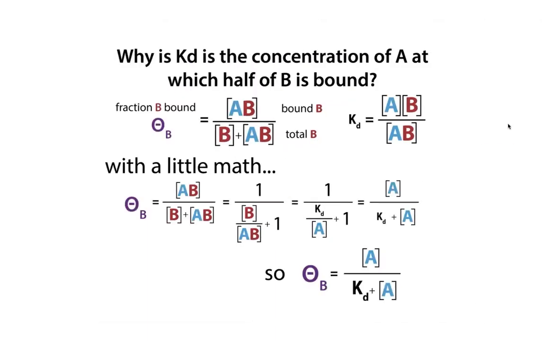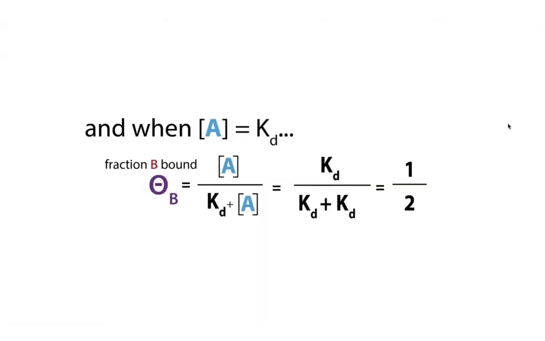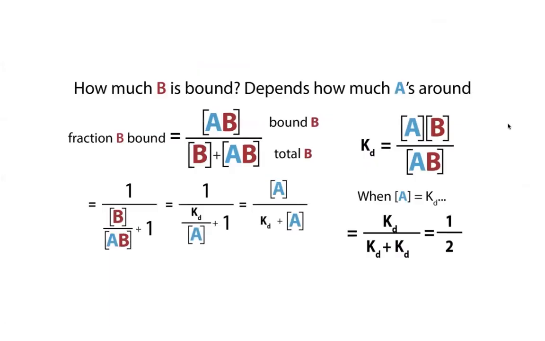You can rearrange things and find that theta B is going to equal the concentration of A over Kd plus the concentration of A. So what would happen when the concentration of A is equal to your Kd? Here you would replace the concentration of free A with Kd over Kd plus Kd, and that would give you 1 Kd over 2 Kds, or 1/2. And so that's why the Kd is going to equal the concentration of one partner at which half of the other partner is bound.